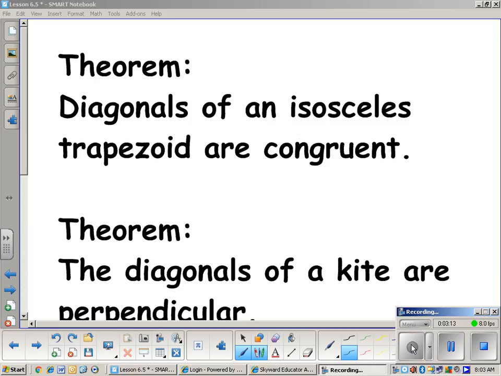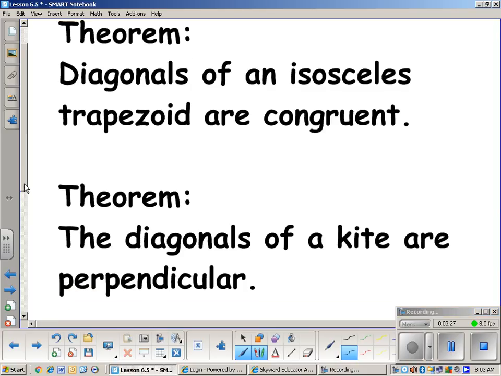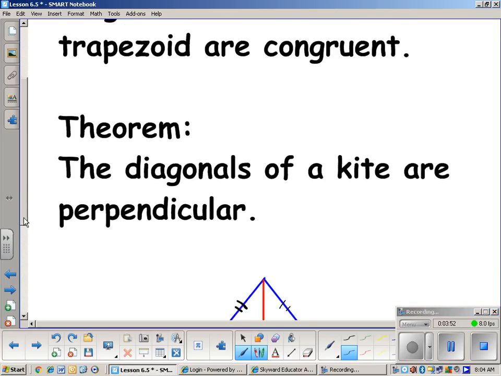So the next theorem says diagonals in an isosceles trapezoid are congruent. What other diagonals are congruent? Rectangle. Rectangles, good. Move this up just a little bit and I'll pause it so you can copy the one down below. And then diagonals of a kite are perpendicular. What other shape or quadrilateral has perpendicular diagonals? Rhombus. A rhombus. Okay? So there's some similarities here, and that's what makes this difficult. So you want to make sure your notes are good so you don't get confused. You can go back and look at them.